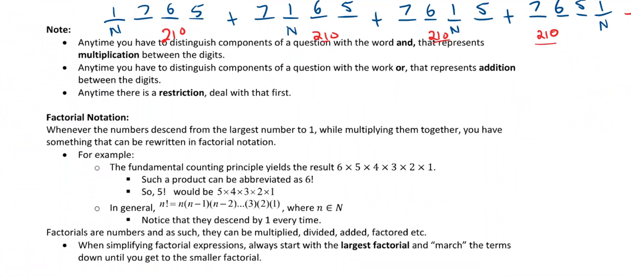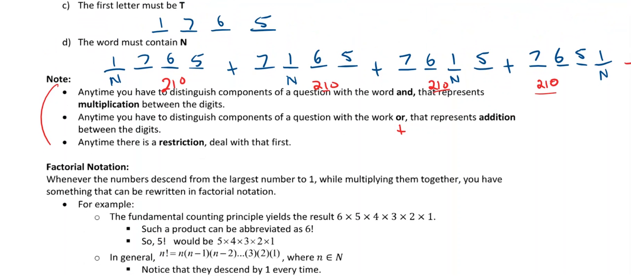All right, so one thing to note here is that anytime you have to distinguish components of a question with the word and, that represents a multiplication. So something and something else, right? That'd be like our fundamental counting principle. If you had 4 different shirts to choose from and 3 different pairs of pants, you would multiply those to figure out the number of outfits, right? But if you see the word or, then that's going to be addition, right? If it's this thing or that thing. So it's like the N could have been in this spot or this spot or this spot or this spot. Then we add those situations together.